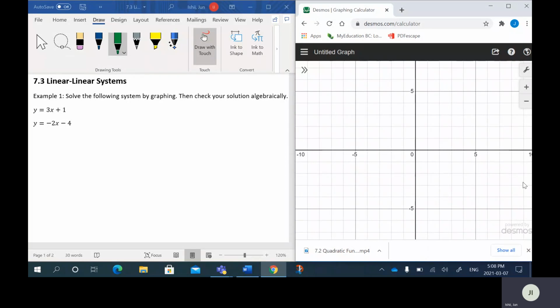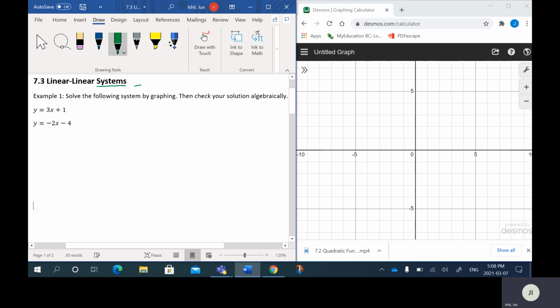All right, so the next lesson is on something called linear systems. First thing I want to do here is just explain what a system is. A system of equations is when you have two or more equations. And basically the goal is to find a certain point, a certain value for x and y, such that it's true for both equations. So I'll write that down here.